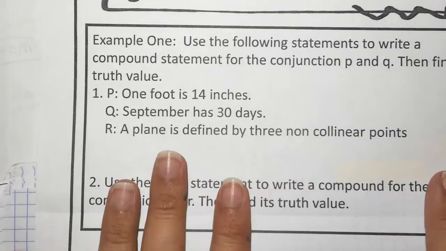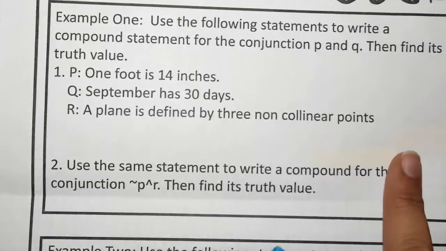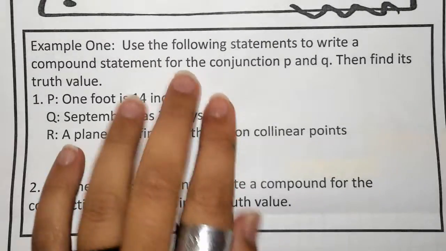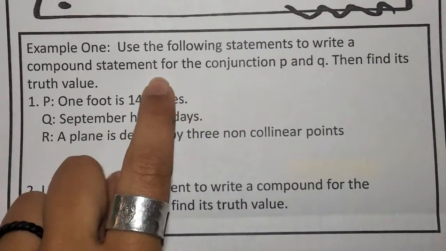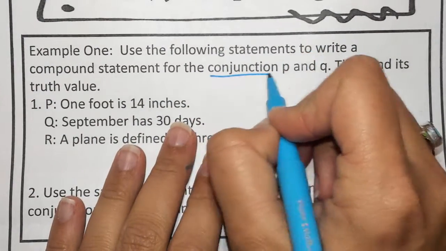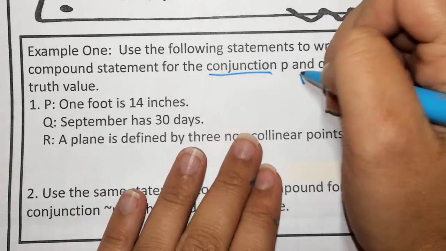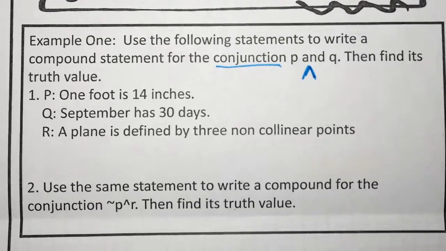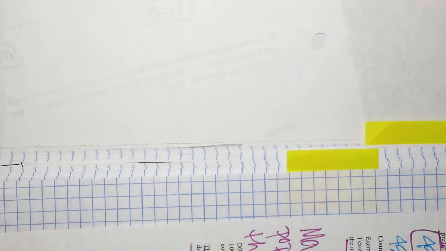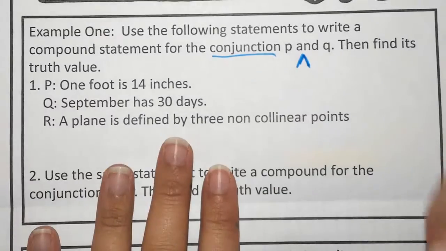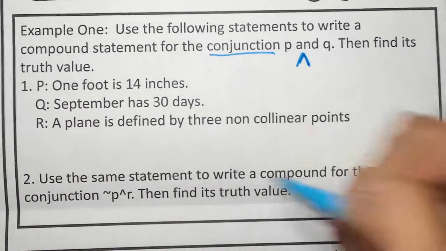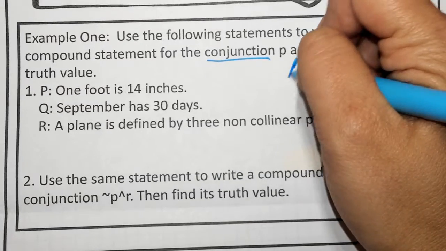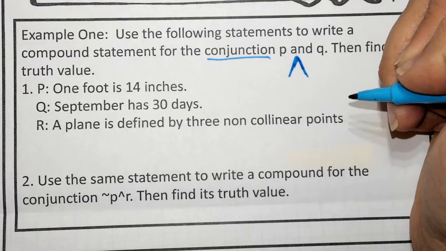So, these are some examples that we're going to do. It says, use the following statements to write a compound statement for the conjunction of P and Q. So, and is the arrow pointing up, correct? It's been a long time since I've taught this, so I'm refreshing. It looks like an A if you ever get confused. Thank you, I didn't even think of it that way.